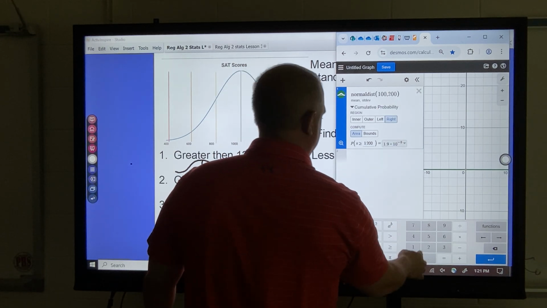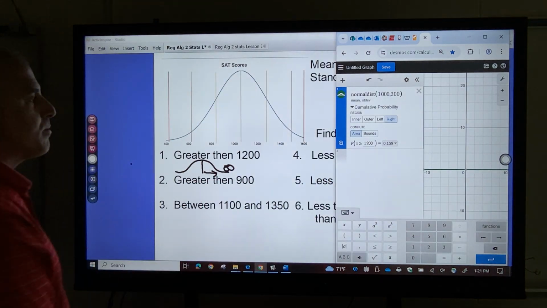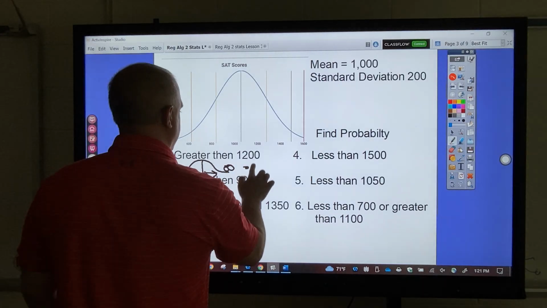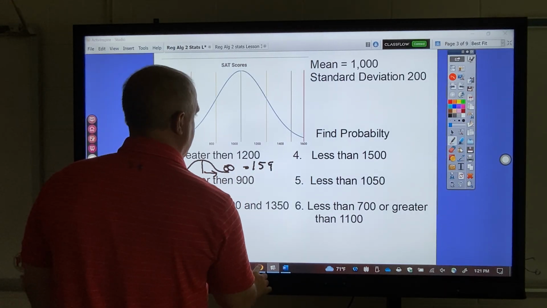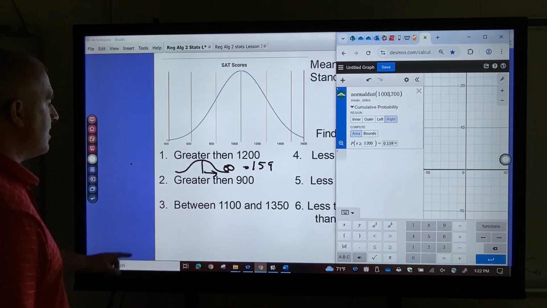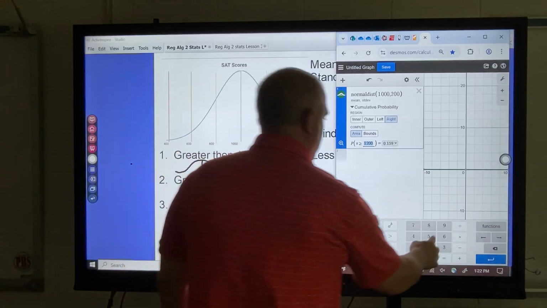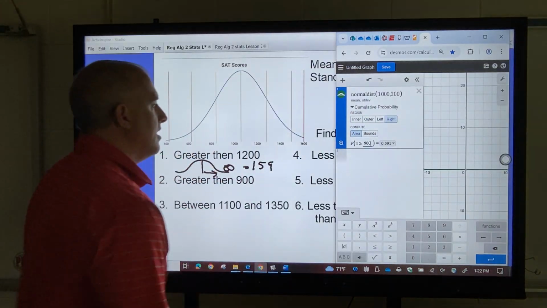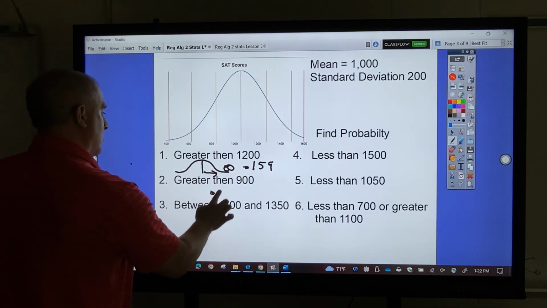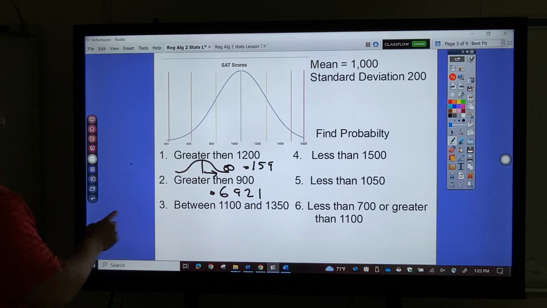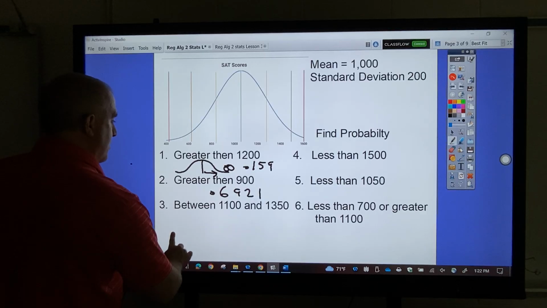Oh, whoops, that should have been 1,000, sorry. Okay, so my probability is 0.159. Go ahead and write 3 decimals. Then it says, what's the probability it's greater than 900? Well, nothing's going to change. I'm just going to change that number to 900. That's 0.691.